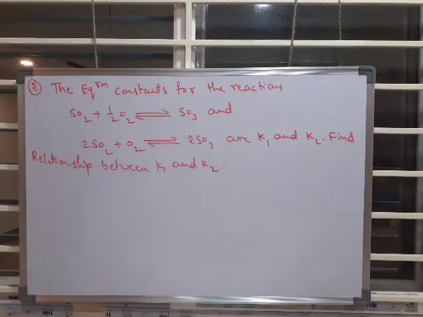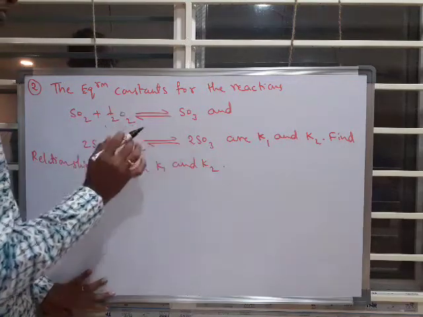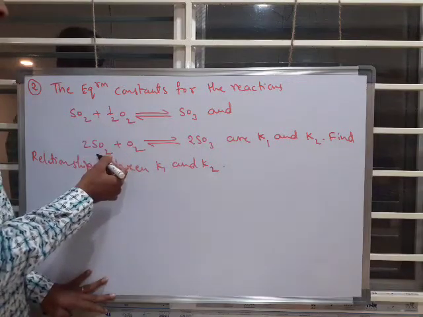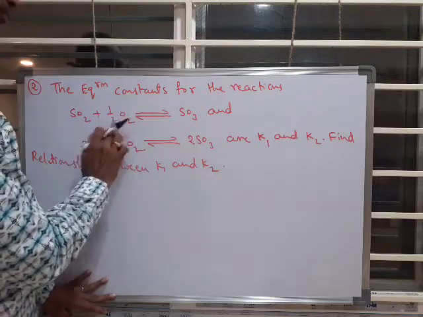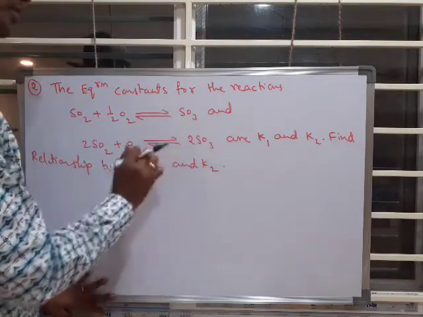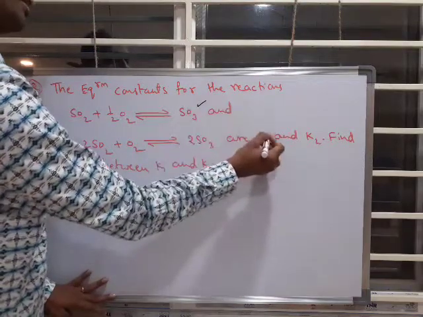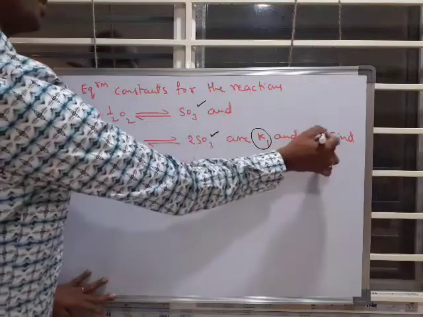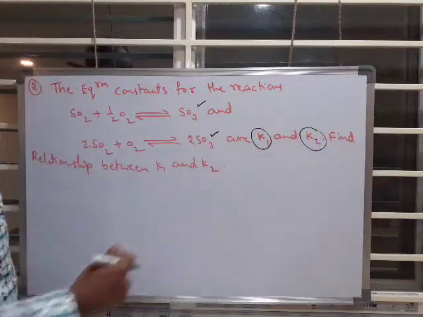Here is one very important model. Given two similar reactions, SO2 gives SO3. We know that all are in the gas state. The same reaction is given again, just changed in terms of moles. The directions are the same, the formation of SO3. This reaction's Kc value is given as K1, and this reaction's Kc value is given as K2. We have to find the relation between K1 and K2.